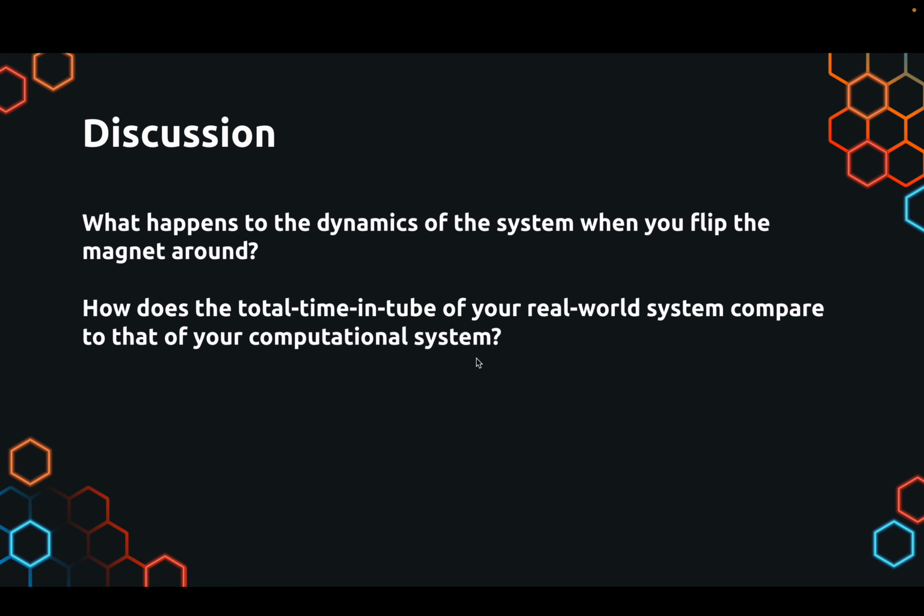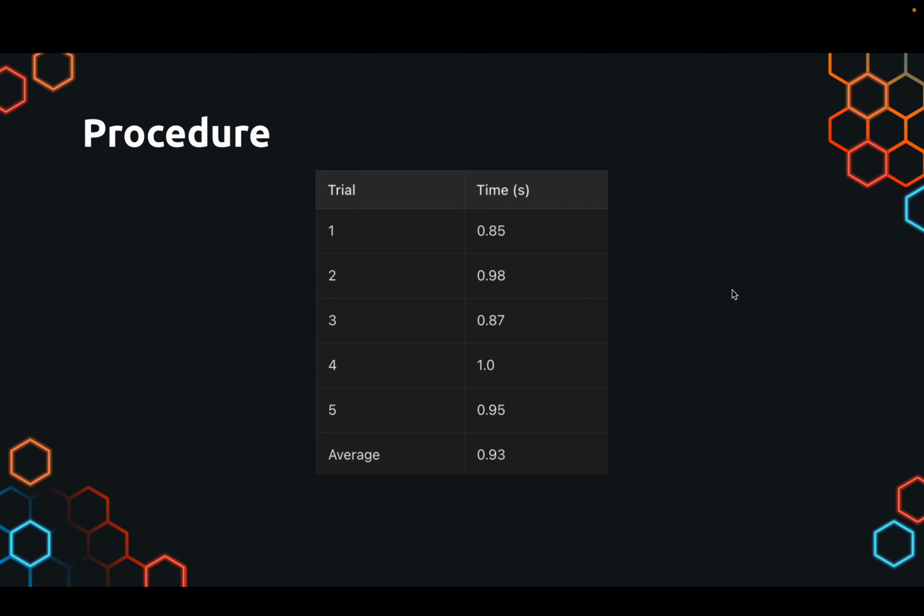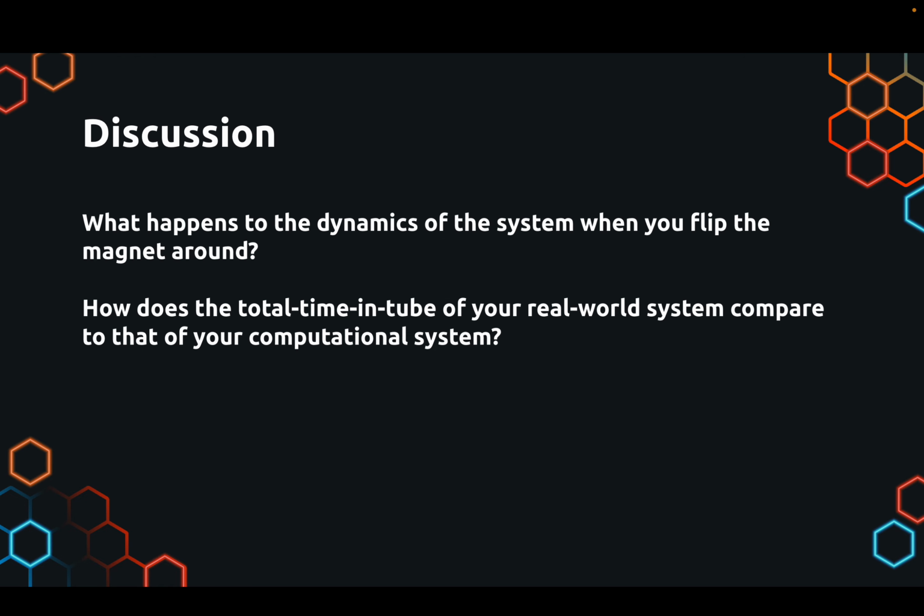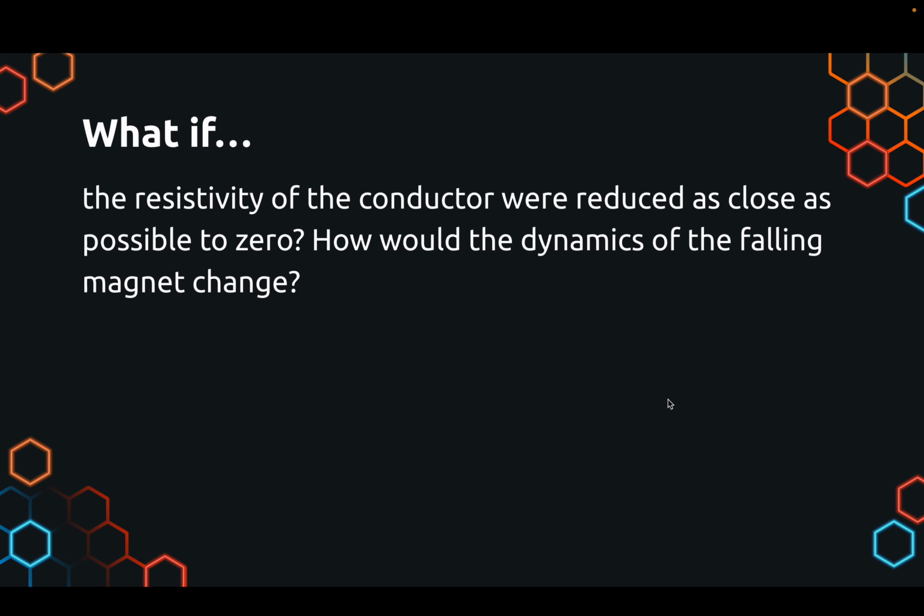And how does the total time in the tube compare to the real experiment? In the real experiment, obviously we got slower times. This could be from the friction on the sides of the tube, or error in calculating the time. There's a lot of errors that can go into that.